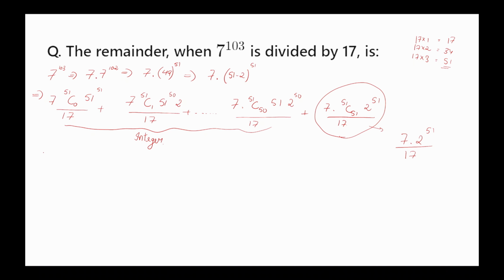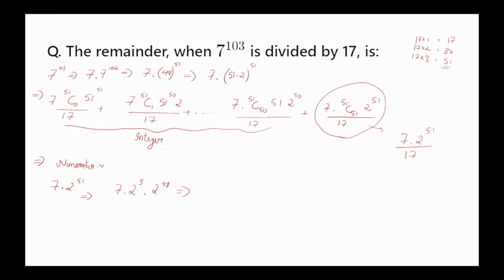So I'll try to convert this into 16. If I just take the numerator, what do I have? I have 7 into 2 to the power 51 by 17. How can this be written down? I'm just taking the numerator. This can be written as 7 into 2 to the power 3 into 2 to the power 48.